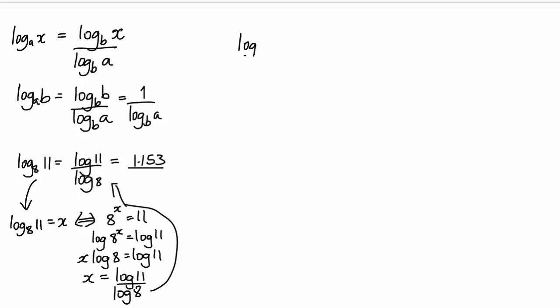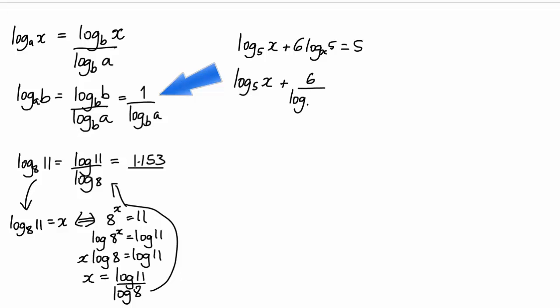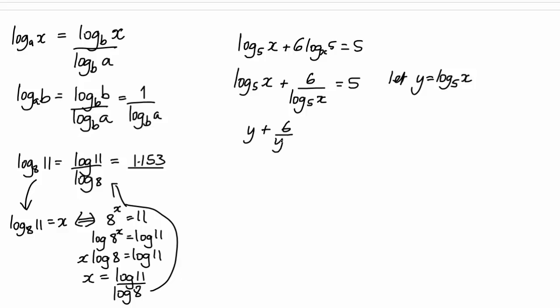Suppose we have log base 5 of x plus 6 log to the base x of 5 equals 5. Now we've got different bases, and the way you generally solve a logarithm equation is to get the same base. So using that reciprocal arrangement, that's the same as 6 over log to the base 5 of x. If I now do that substitution, let y equal log to the base 5 of x, I will get y plus 6 over y equals 5, or in other words, y squared plus 6 equals 5y.